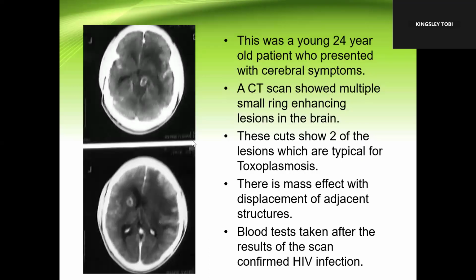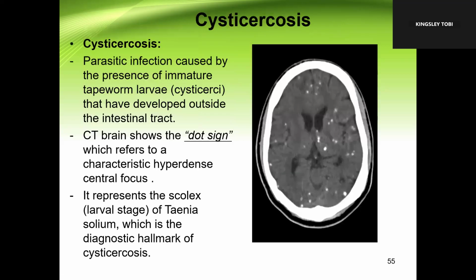Now, this was a case of a 24-year-old patient who presented with cerebellar symptoms, and a brain CT was obtained, which showed multiple small ring enhanced lesions in the cerebellum. There's a mass effect with displacement of adjacent structures. A blood test was taken when this was done, and the result came out positive for retroviral infection. So it's common among immunocompromised patients.